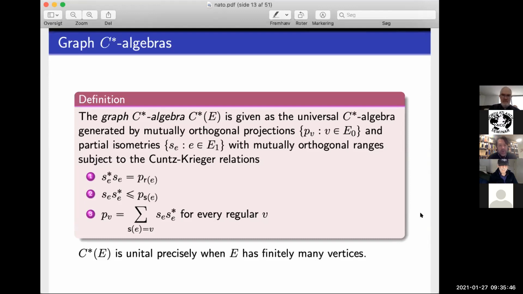And this sum only makes sense if you have a finite number of such edges, right? If it's an empty set, that sum doesn't really make sense. If it's an infinite set, then you would have to talk about some sort of convergence, and this is problematic. So this is why we only have this relation put in for the regular vertices. And then an important observation is that the graph C-star algebra is going to be unital precisely if there are finitely many vertices in the graph.